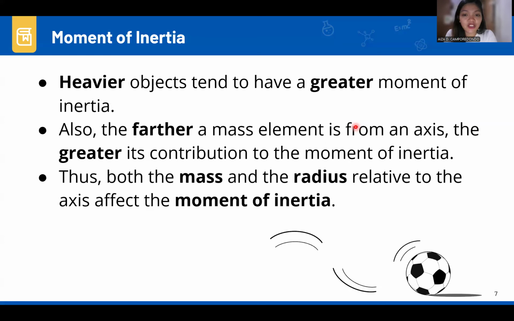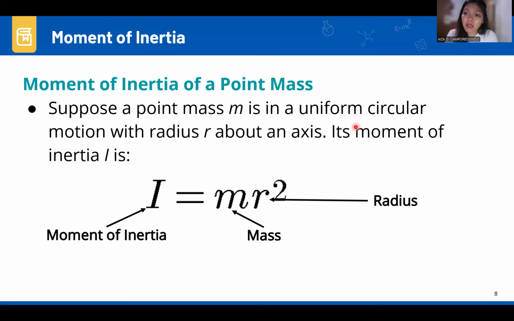Additionally, heavier objects tend to have a greater moment of inertia. Also, the farther a mass element or an object is from an axis, the greater its contribution to the moment of inertia. Thus, both the mass and the radius relative to the axis affect the moment of inertia. Then we can conclude that the moment of inertia can be calculated using the formula I equals the mass multiplied by the radius squared, that is, I = mr², in the case of a point mass.